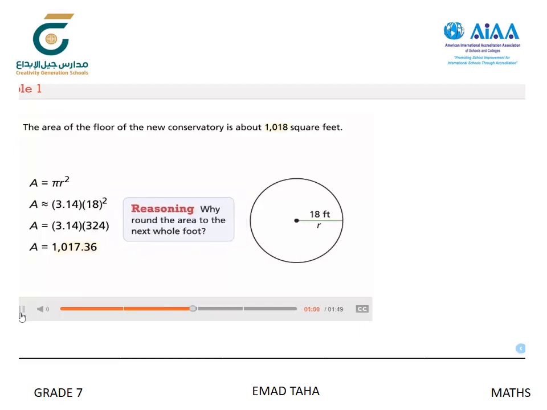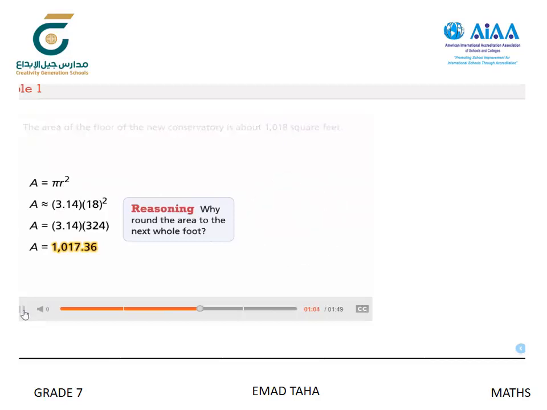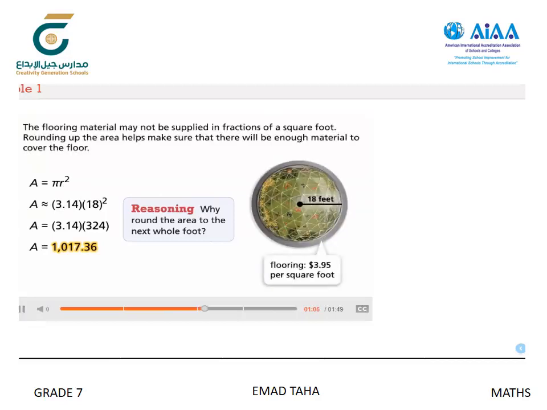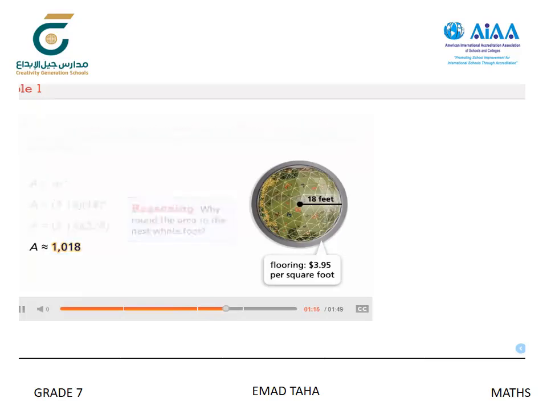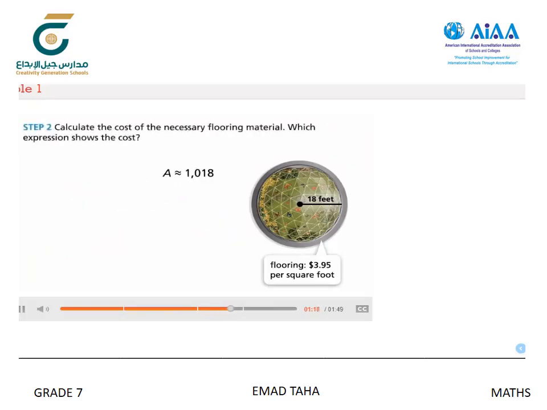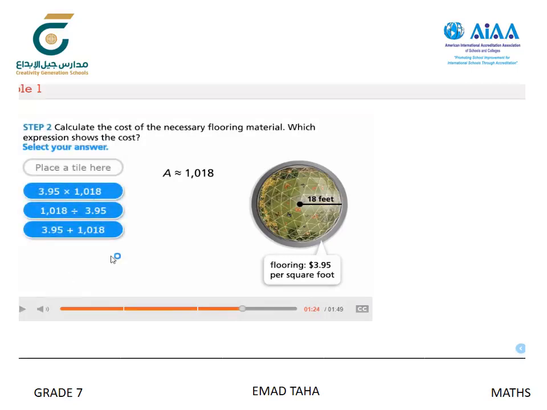Why round the area to the next whole foot? The flooring material may not be supplied in fractions of a square foot. Rounding the area up helps us make sure that there will be enough material to cover the floor. The next step is to calculate the cost of the flooring material needed. Which expression shows the cost? Select your answer.